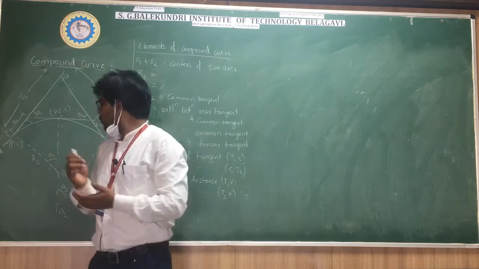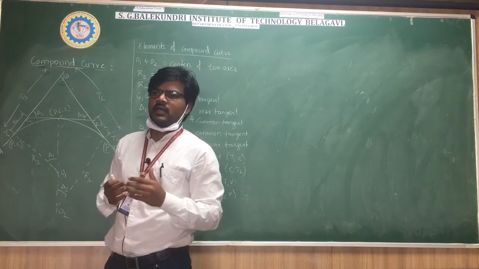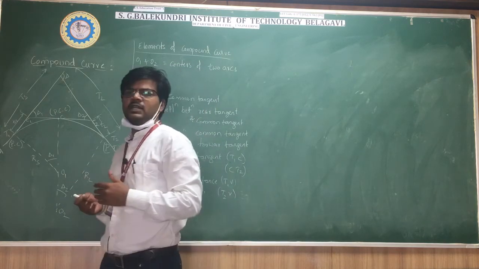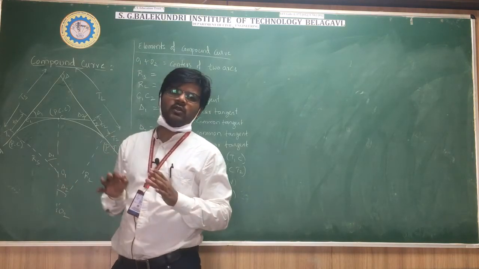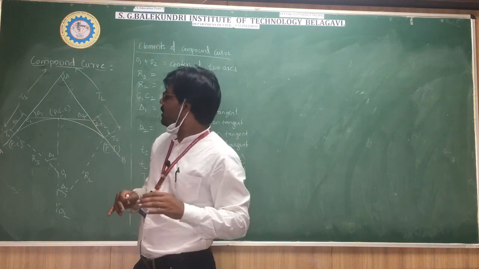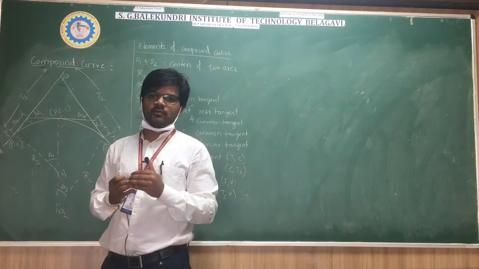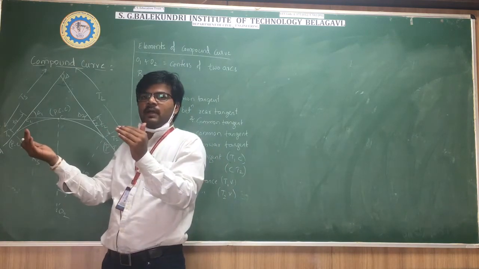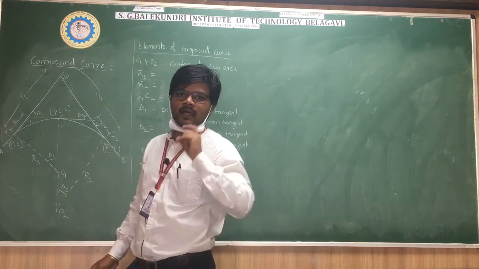It means when roads are being constructed, when you are providing a simple circular curve, in some conditions you cannot avoid the provision of a compound curve. During that time you combine simple and compound curves. Continuing with a simple curve, that simple curve will turn into a compound curve. If there is a provision of two radii, then we may call it a compound curve.